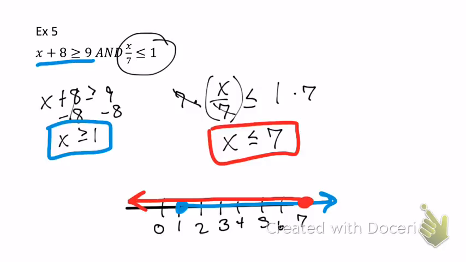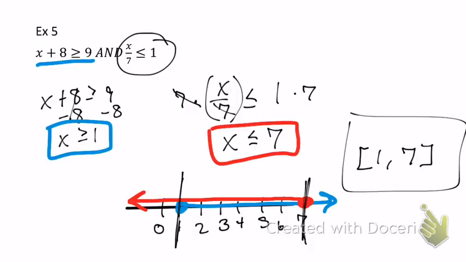So the way I'm going to write my answer is the part that's overlapping. I can see I've got red and blue from 1 to 7. So my answer is going to be the interval of 1 to 7. So it does involve that last little step where you have to interpret your graph.